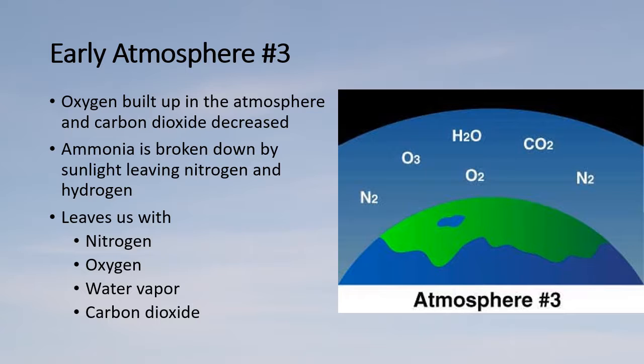Then our third atmosphere: our oxygen is going to build up in the atmosphere and our carbon dioxide decreases. Ammonia, which is formed with nitrogen, is broken down by our sunlight, which is going to leave just our nitrogen and hydrogen. This leaves us with nitrogen, oxygen, water vapor, and carbon dioxide.